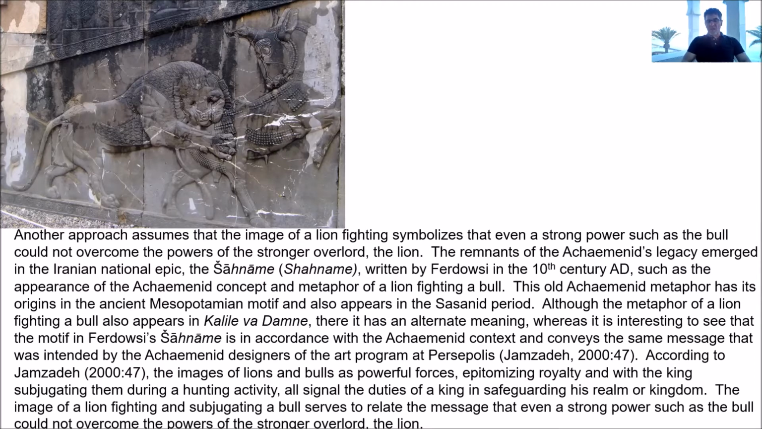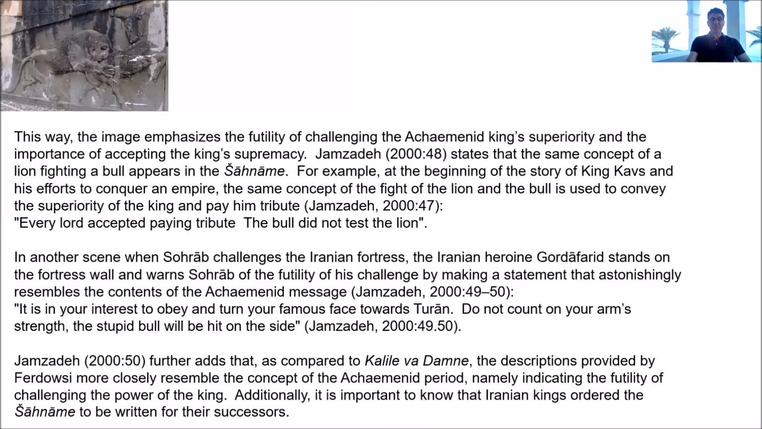The images of lions and bulls as powerful forces epitomizing royalty, and with the king subjugating them during a hunting activity, all signal the duties of a king in safeguarding his realm or kingdom. The image of a lion fighting and subjugating a bull serves to relate the message that even a strong power such as the bull could not overcome the powers of the stronger overlord, the lion.